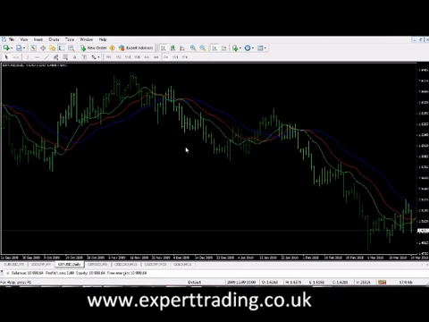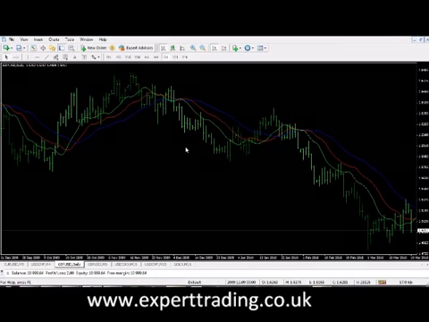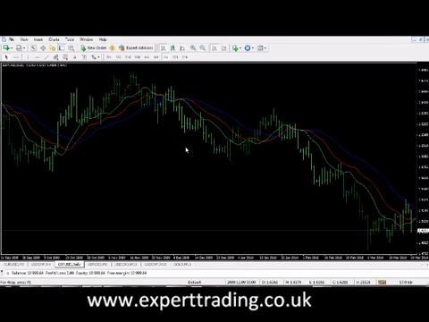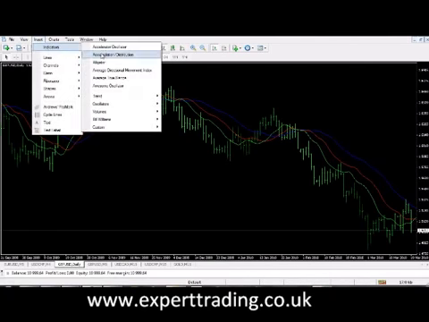Right, so the next thing we need to do is add the actual fractals. An up fractal is a high bar with 2 preceding low bars and 2 latter low bars, and a down fractal is a low bar with 2 preceding higher bars and 2 latter higher bars. So let me show you. That sounds a little bit complicated, but it's not. It's all here in the indicators and can show you very easily.